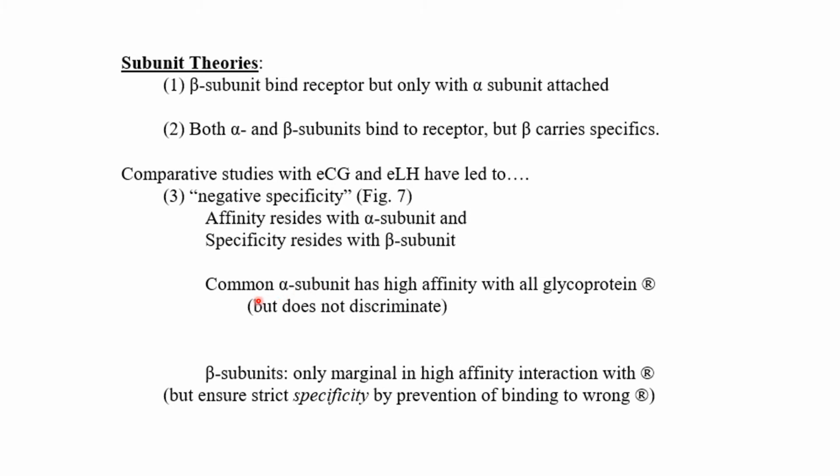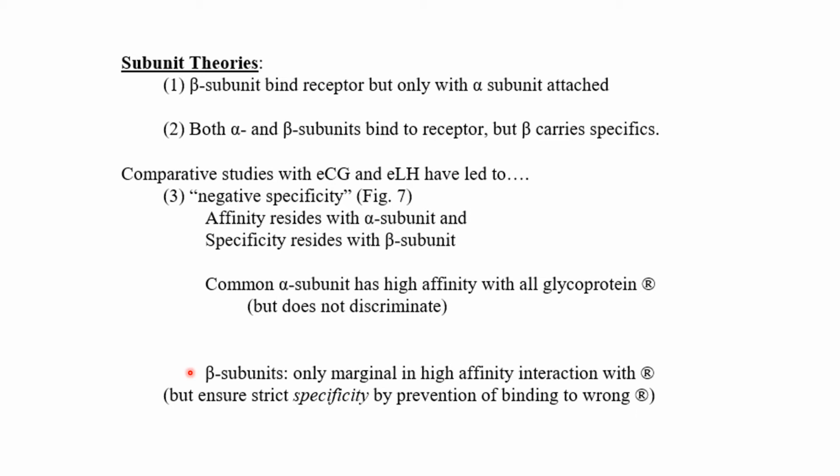Kind of on the flip side of that, still in the third theory, the beta subunits only have marginal high affinity interaction with the receptor, but it's the beta subunit that ensures the strict specificity by prevention of the hormone binding to the wrong receptor. That's because beta LH doesn't fit nicely in an FSH receptor. That's what keeps LH out of an FSH receptor. So that's kind of important.